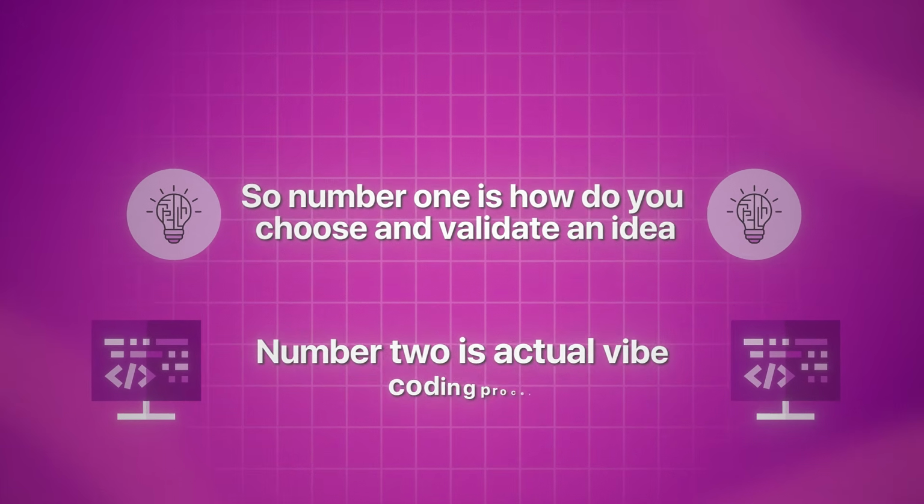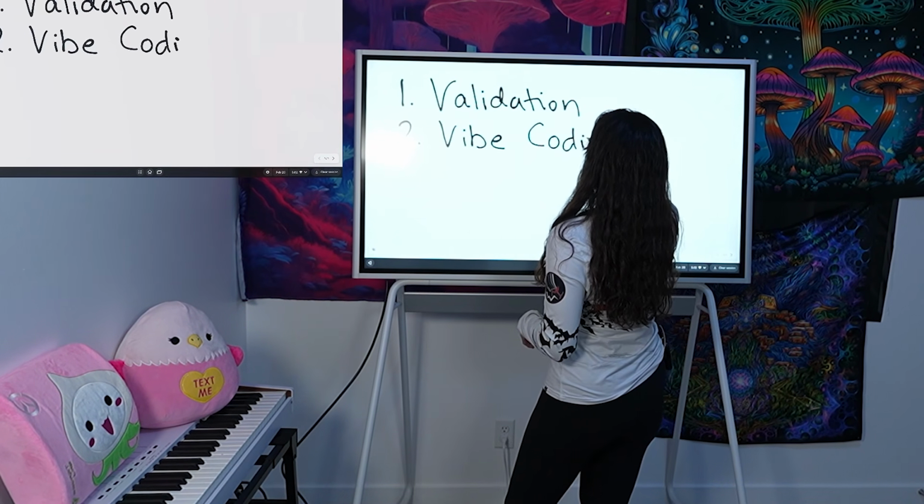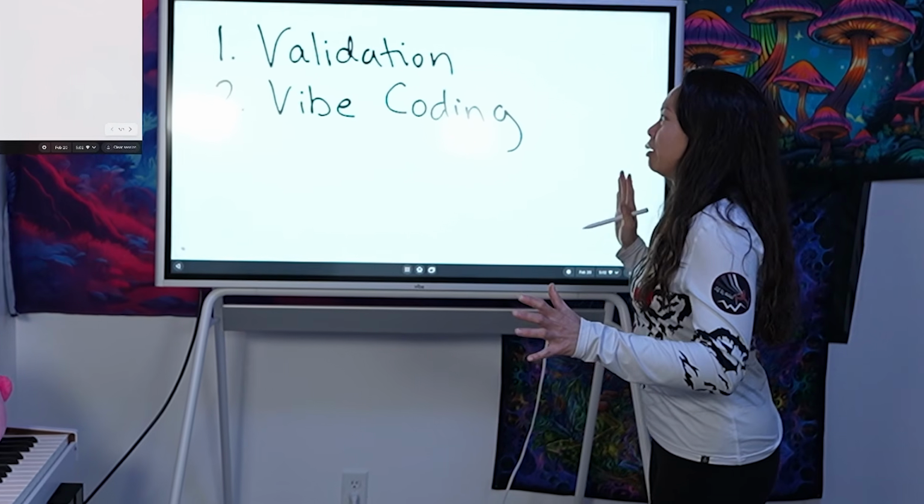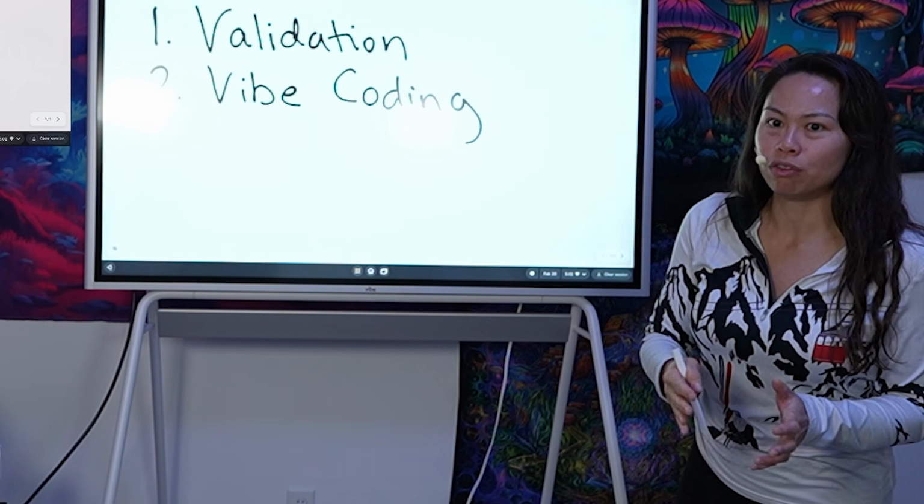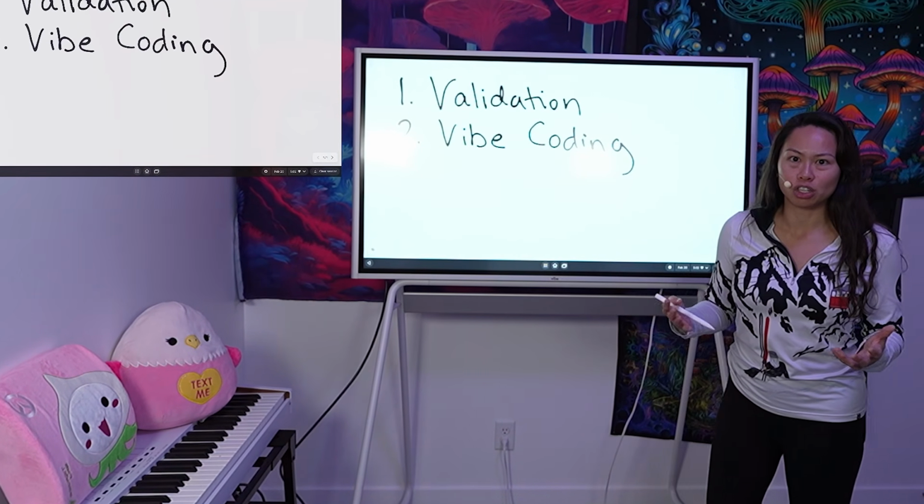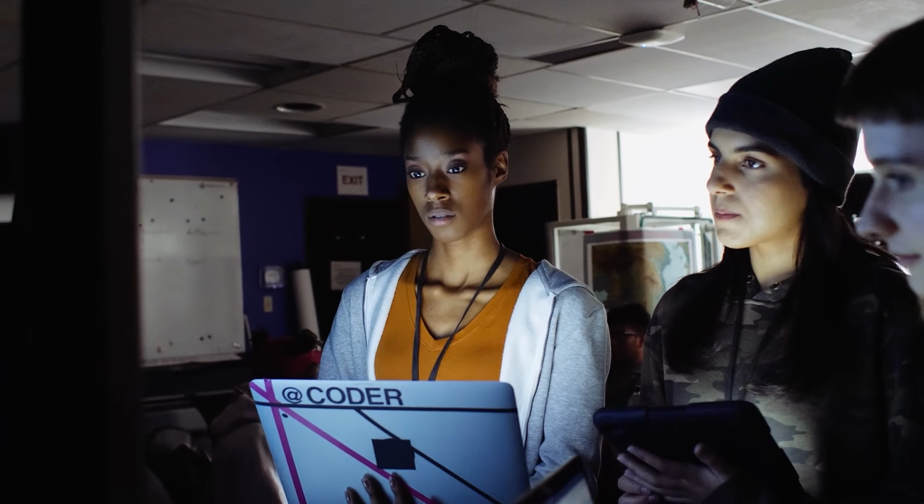Number 2 is the actual vibe coding process. Like, what's the tech stack? Do you have to hire someone? Which vibe coding tool should you use in 2026? When I started vibe coding, it was late 2024. Lovable didn't exist yet. The team had been working on GPT Engineer, but hadn't launched Lovable. And so the vibe coding landscape has drastically changed from the time when I started.